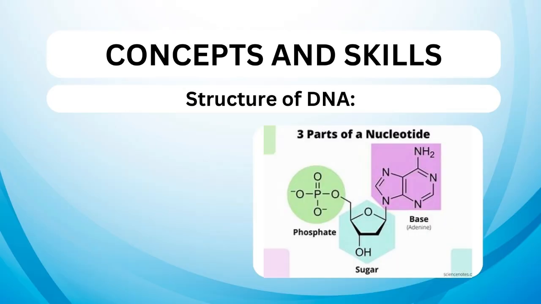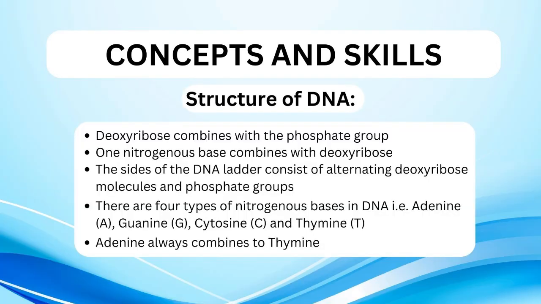Deoxyribose combines with the phosphate group. One nitrogenous base combines with deoxyribose. The sides of the DNA ladder consist of alternating deoxyribose molecules and phosphate groups.